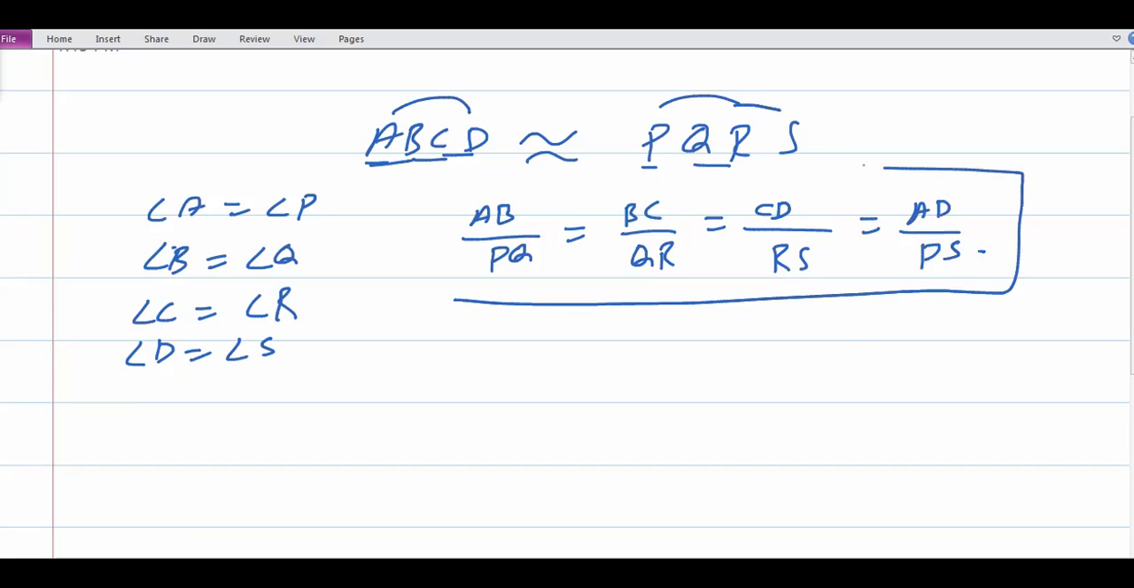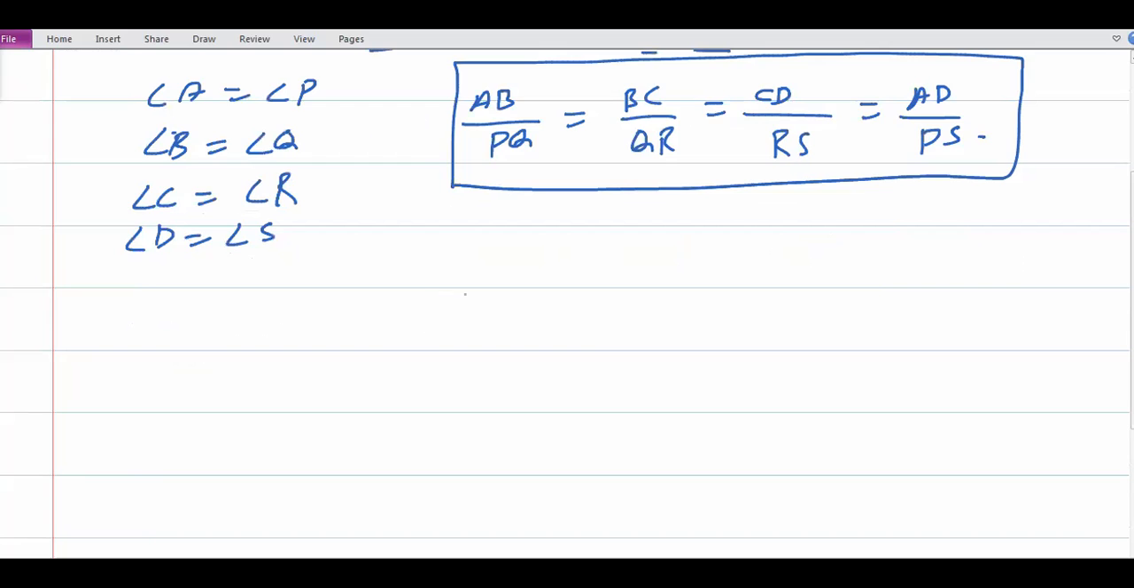So that condition will be fulfilled if they are similar. These are the conditions for similarity. Number two, let's suppose you have two shapes that are similar.